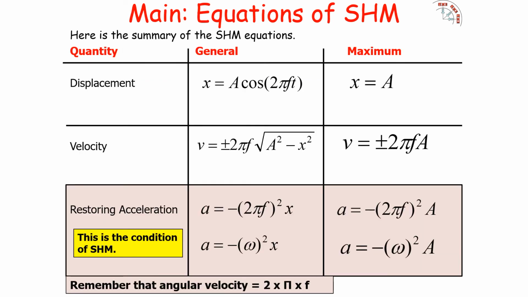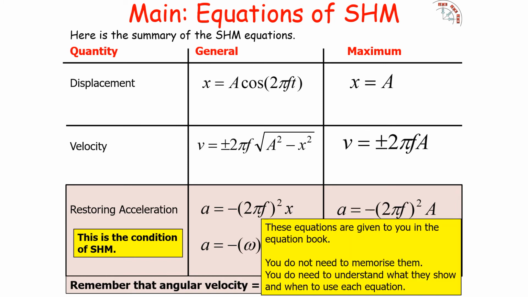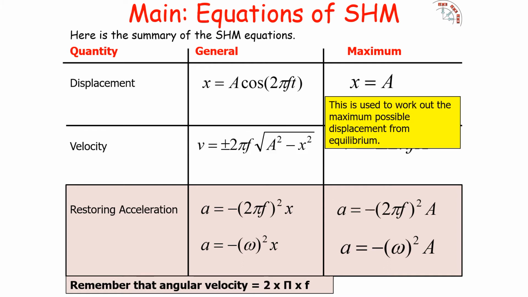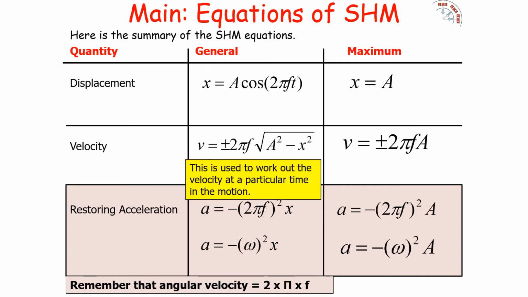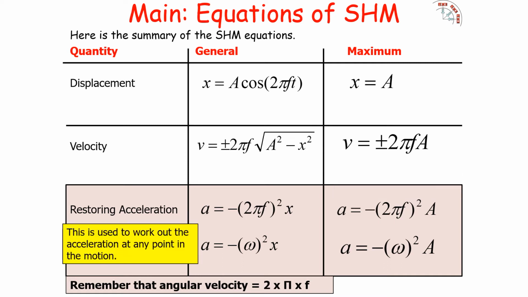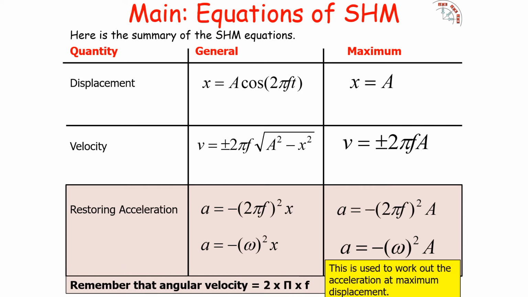So we can summarize our simple harmonic equations as the following. So you've got your displacement, your velocity, and your restoring acceleration, both as a general equation and as its maximum value. Now these equations are given to you in your equation book. You don't need to memorize them, you just need to understand what they show and when to use them. So you've got your equation to work out the displacement from equilibrium at a particular time in the motion. You can work out the maximum possible displacement from equilibrium. You can work out the velocity at a particular time in the motion. You can work out the velocity at the equilibrium position in the motion, the maximum possible velocity. We can use the equation to work out the acceleration at any point in the motion, and finally use it to work out the acceleration at maximum possible displacement.